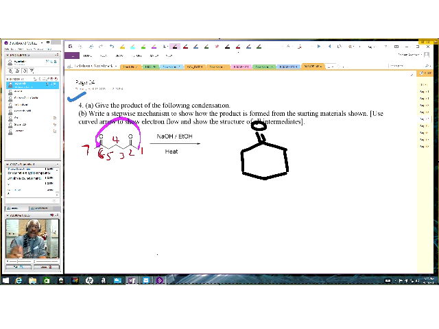Let us number the carbons. This is carbon 1, carbon 2, 3, 4, 5, 6. Okay? What else do you have on carbon number 6? Double bond, exactly. You also have a methyl group on carbon number 6. Okay? So the methyl is here.